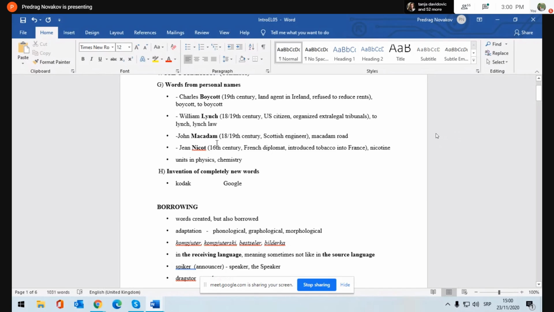John McAdam, 18th, 19th century. He was a Scottish engineer. He constructed Macadam Road. What kind of a road is that? Macadam Road. It is obviously not concrete. Macadam Road is a road not made out of concrete, but it's covered with little stones. Yes, exactly, okay.